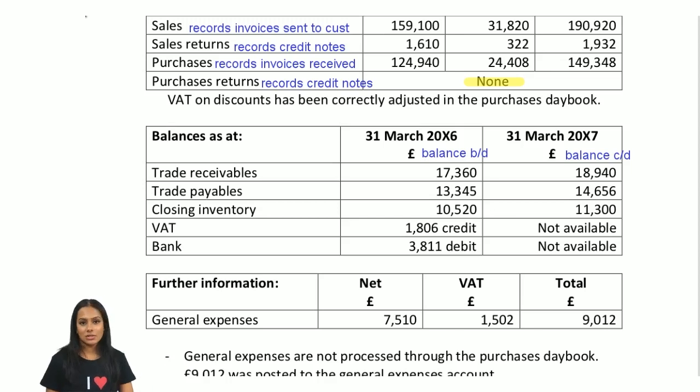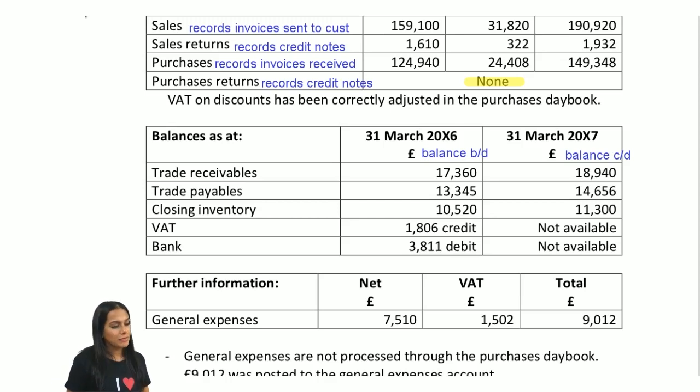And it's also testing you on your ability to balance off your ledger accounts correctly. And also you could be dealing with adjustments to the VAT account, adjustments to trade receivables, adjustments to trade payables, or even the bank account.